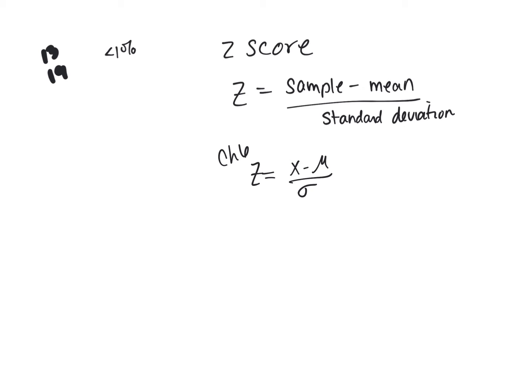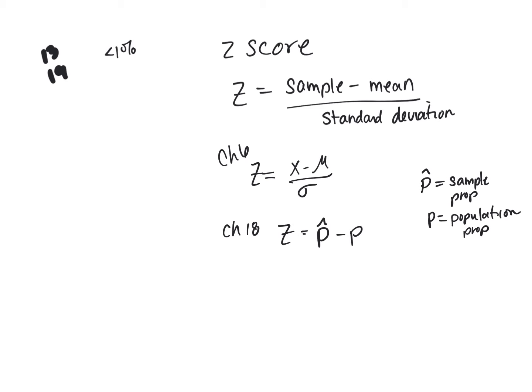Okay. But we don't really have mu and sigma in chapter 18. In chapter 18, your x is the proportion that it asked you about. What's the probability that it's less than 10%? That is your p hat. Your sample minus the proportion of the population. P hat is your sample proportion. P is your population proportion. And your standard deviation is not sigma, it's the square root of PQ over N.